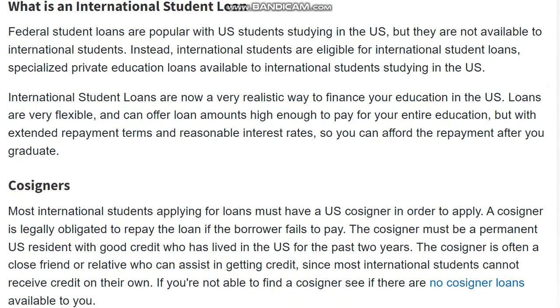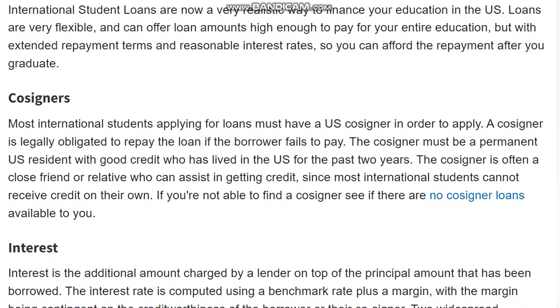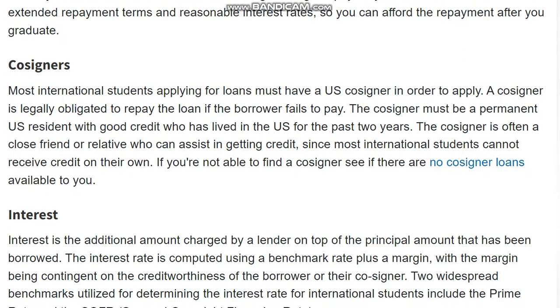Cosigners. Most international students applying for loans must have a US cosigner in order to apply. A cosigner is legally obligated to repay the loans if the borrower fails to pay.